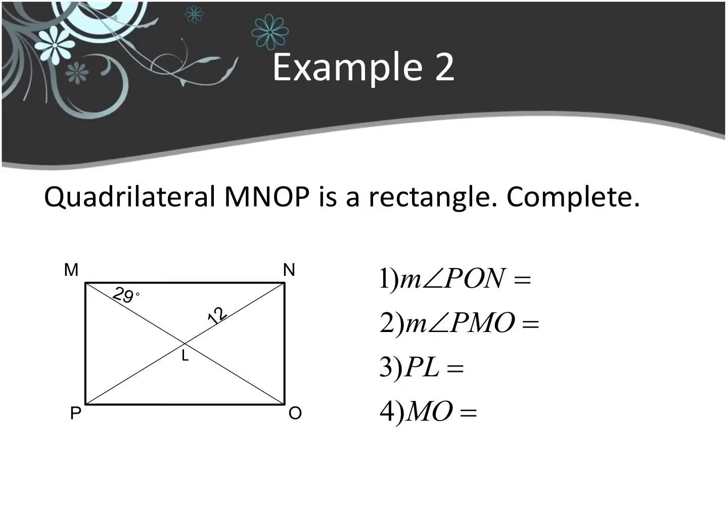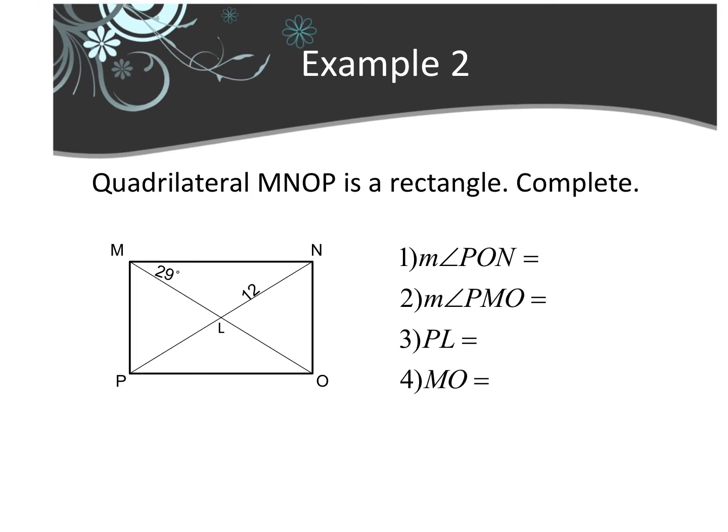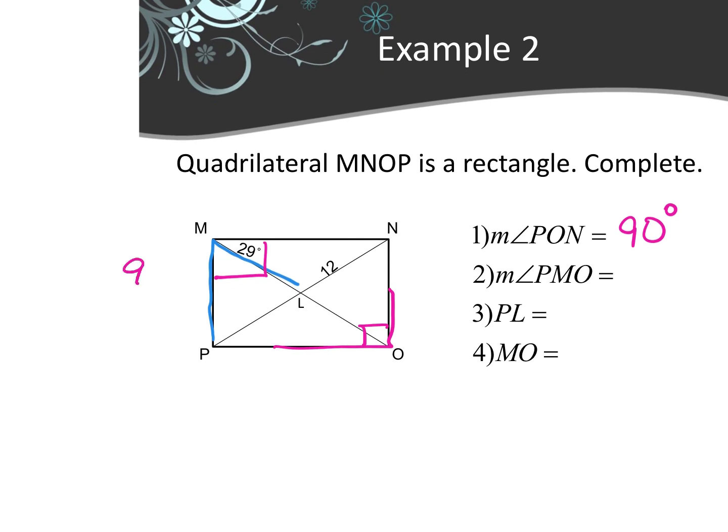Okay, so we learned that a rectangle by definition has 4 right angles. We also learned that its diagonals are congruent. So in order to find the measure of PON is over here. And I know that this angle, by definition, because it's a rectangle, is 90 degrees. To find the measure of PMO, which is over here, I know that this whole thing is 90 degrees. So if I know part of it to be 29, I'm going to do 90 minus 29, and the missing piece here is 61.